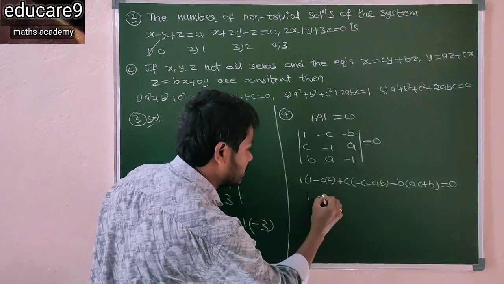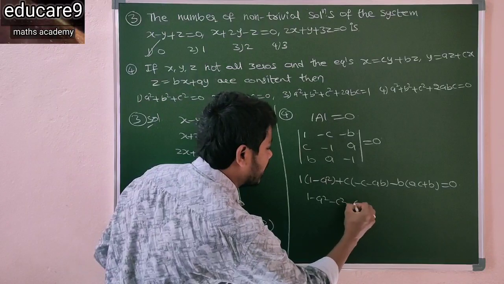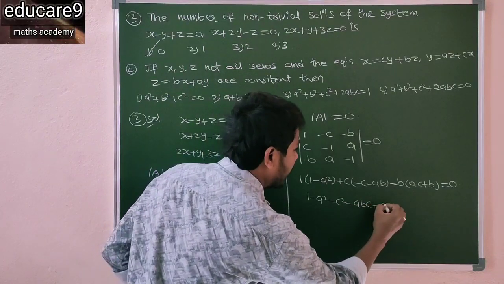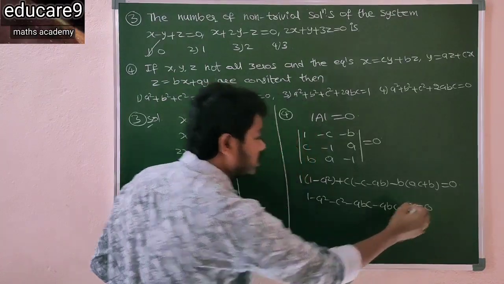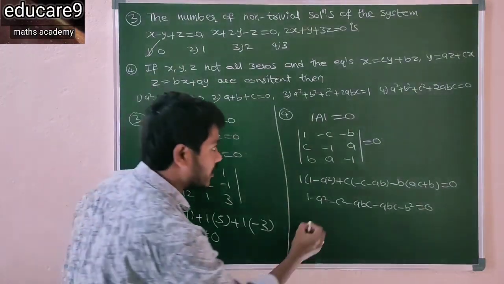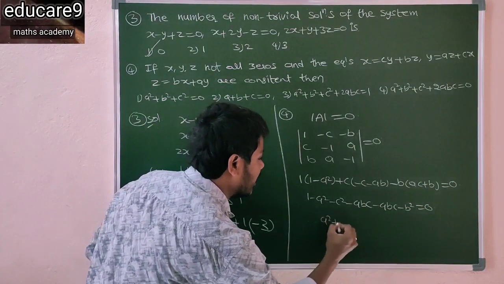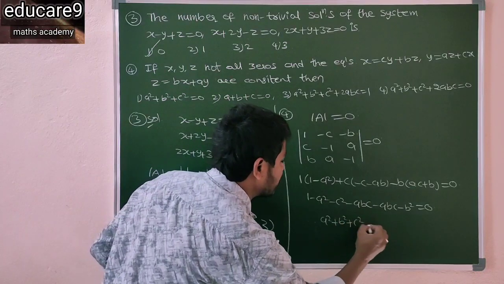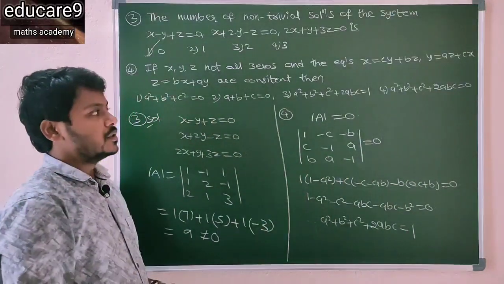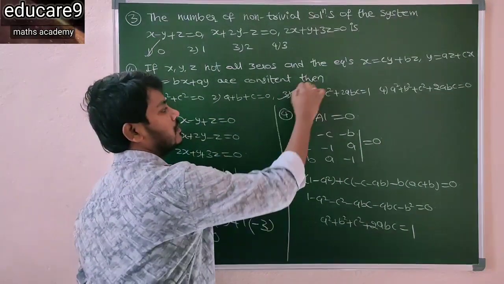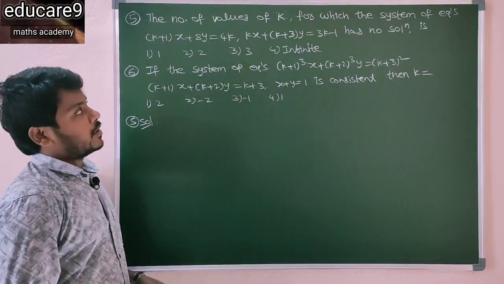Therefore this is 1 minus a square minus c square minus abc minus abc minus b square is equal to 0. Therefore this is a square plus b square plus c square plus 2abc, whose value is 1. So clearly option 3. So see the next one.